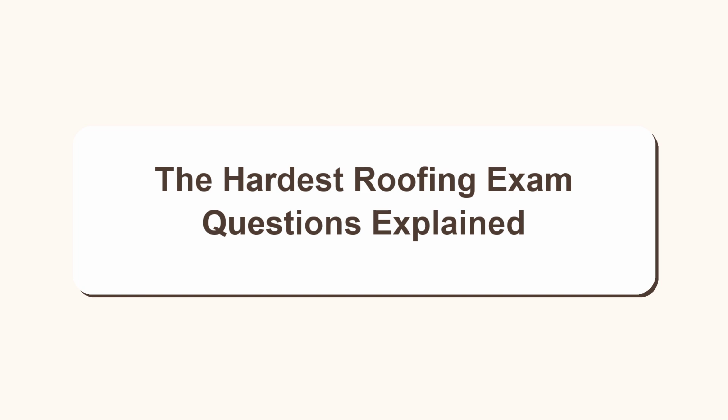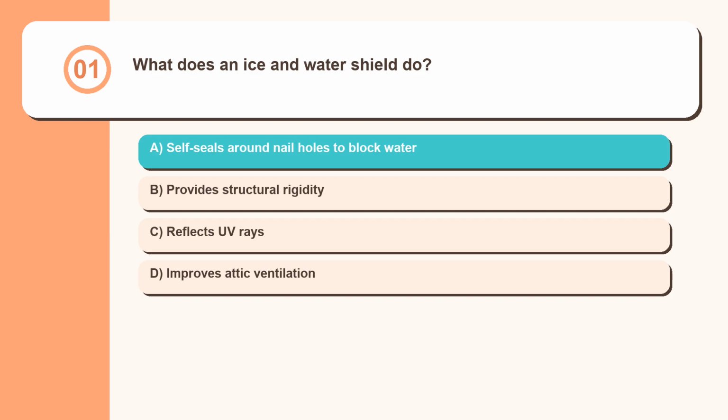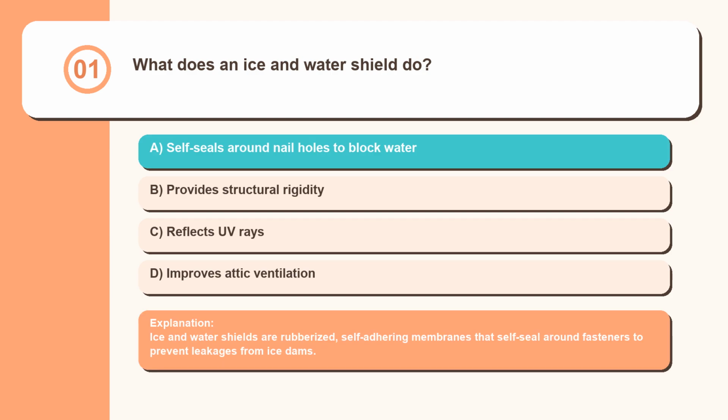The hardest roofing exam questions explained. Question 1. What does an ice and water shield do? Self-seals around nail holes to block water, provides structural rigidity, reflects UV rays, improves attic ventilation. Ice and water shields are rubberized, self-adhering membranes that self-seal around fasteners to prevent leakages from ice dams.